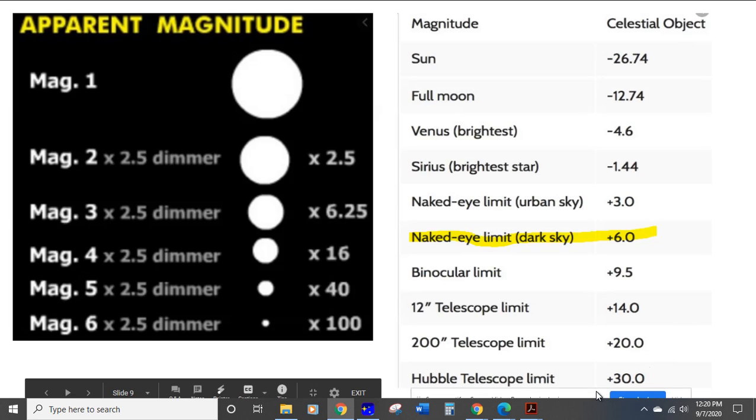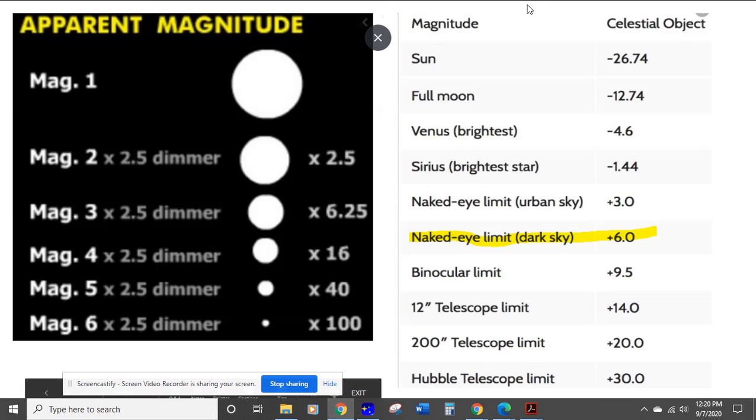Now take a look at the scale over here, and here's the sun, negative 26.7 because it's pretty close to us. The full moon is negative 12. Venus, negative 4.6. Here's Sirius again. If you're in Las Vegas or Reno, you could probably see with the naked eye about plus 3. If you're out in the desert, like out in Tonopah or out in Dayton, plus 6 is a dark sky. Binocular, about plus 9. 12-inch telescope is about a plus 14. At the observatory, we have a 14-inch telescope, and our limit is about a 16. And of course, here's the Hubble telescope. So Hubble telescope can see about a plus 30.